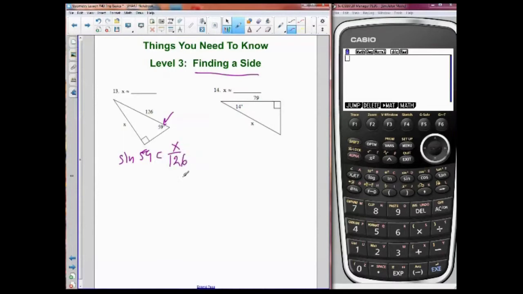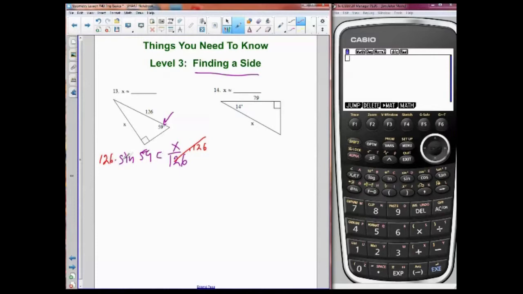Now I have an algebra problem. I have 126 in the denominator. To get rid of the denominator, I multiply by 126 on both sides. That cancels that out. 126 over here. Don't put the 126 over here. That can confuse calculators big time, even if you put it in parentheses.